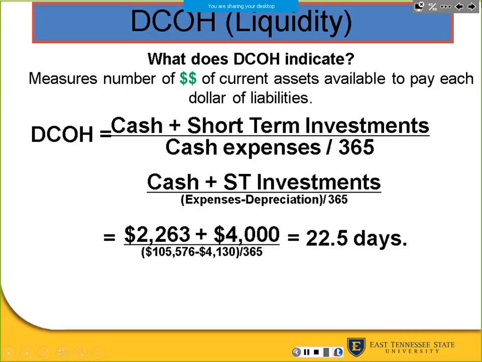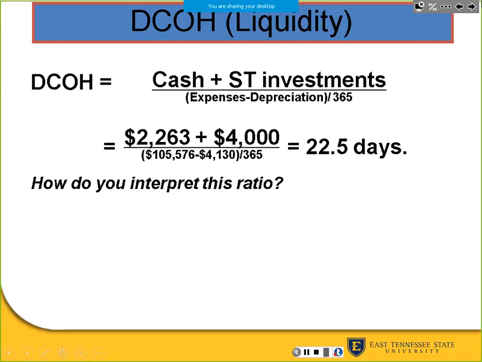So does everybody see where these numbers come from? 2,263 plus 4,000, divided by 105,576 minus 4,130. This is your expenses minus your depreciation, which is going to give you your cash expenses, divided by 365. So we should get to 22 and a half days.